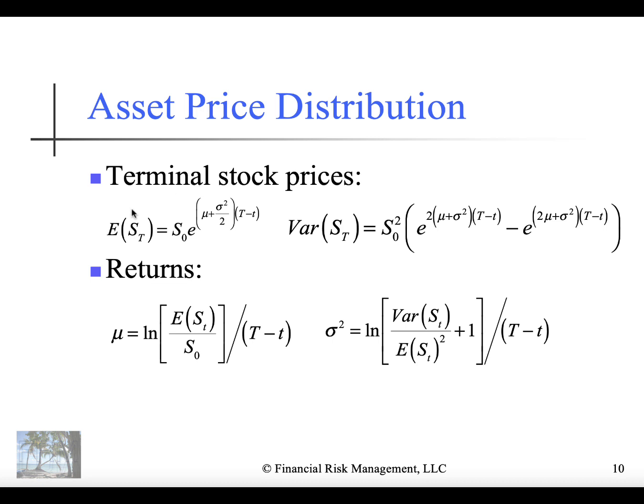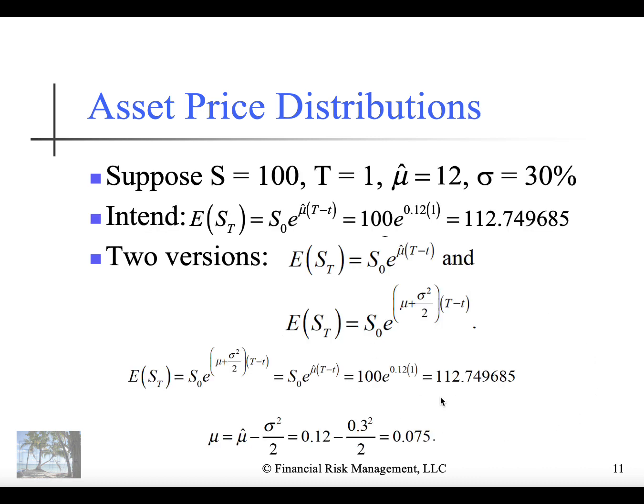Terminal stock prices. If I take the expectation of the terminal stock price, notice that it's S0 e to the mu plus sigma squared over 2 times the time that has elapsed. The variance is a little more complicated. In the case of rates of return, the mean is simply the log of the expected terminal payout divided by the initial price and then normalized by the time period that has elapsed. Variance can similarly be calculated.